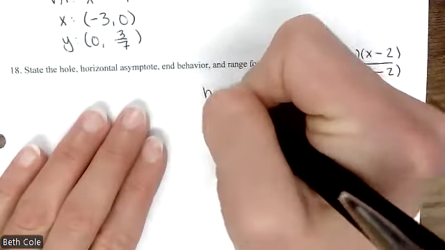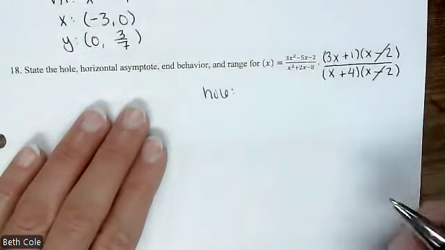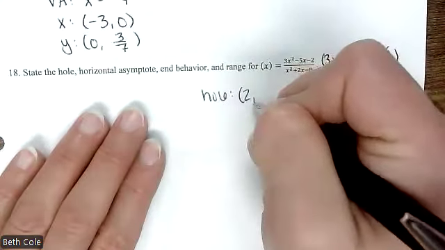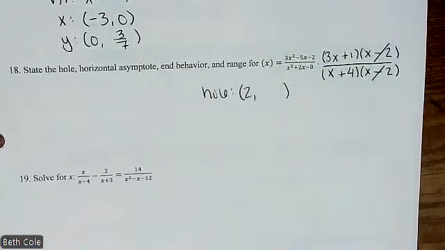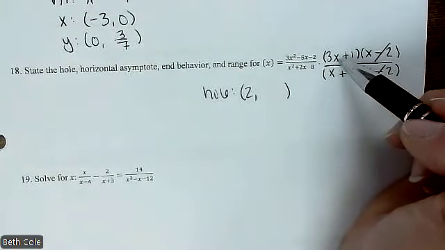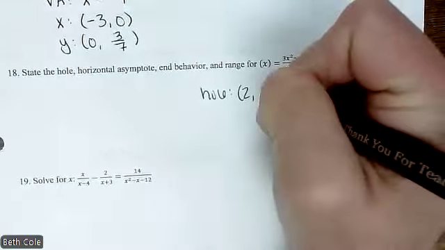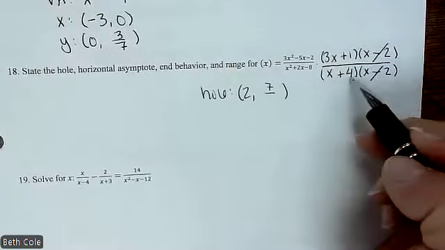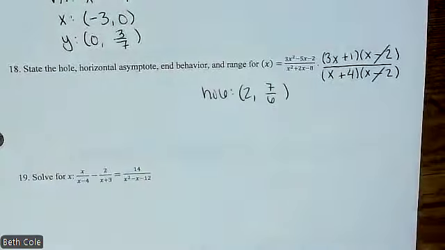So the hole, I did ask you for the hole this time. That comes from what cancels out. So the hole is going to be 2, something. And how do you get the something? Yep, plug 2 back in. So let's see, if you plug 2 back in, that would be 7/6. Again, don't be surprised if it's a fraction. The problem is a fraction.